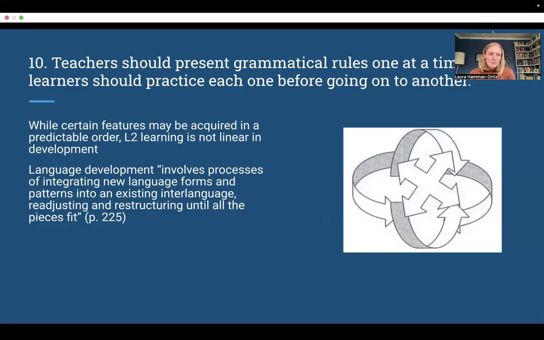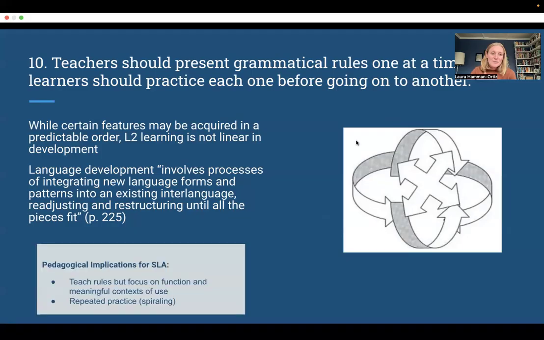We know that language development involves this process of integrating new forms and patterns into that interlanguage or that kind of translanguaging space in which the student is making sense of these different features of the language and figuring out which ones belong to the language that they're acquiring.